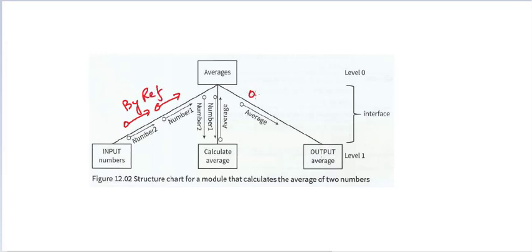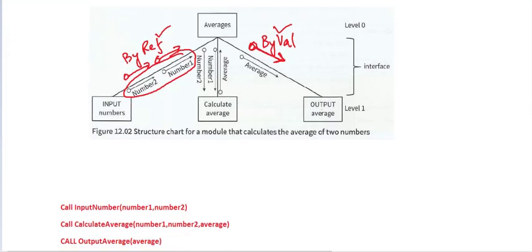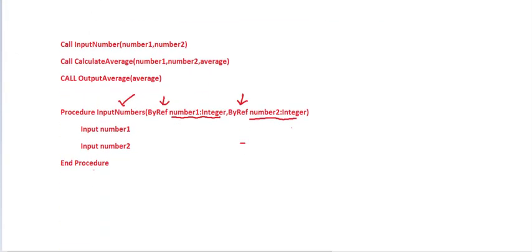However, if there is a value being passed with the arrow pointing downwards, then that parameter has been passed by value. In this case, for input numbers, both parameters are pointing upwards, so these are both being passed by reference, and that is exactly what we've done here. We've passed the first parameter by reference, and we've also passed the second parameter by reference.